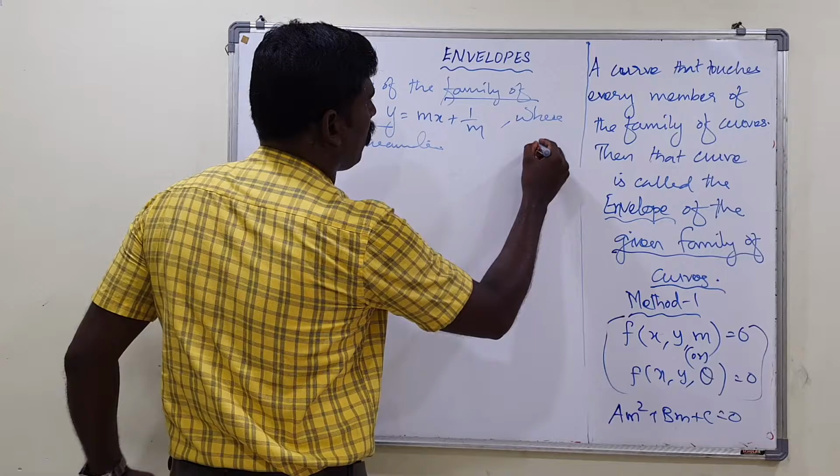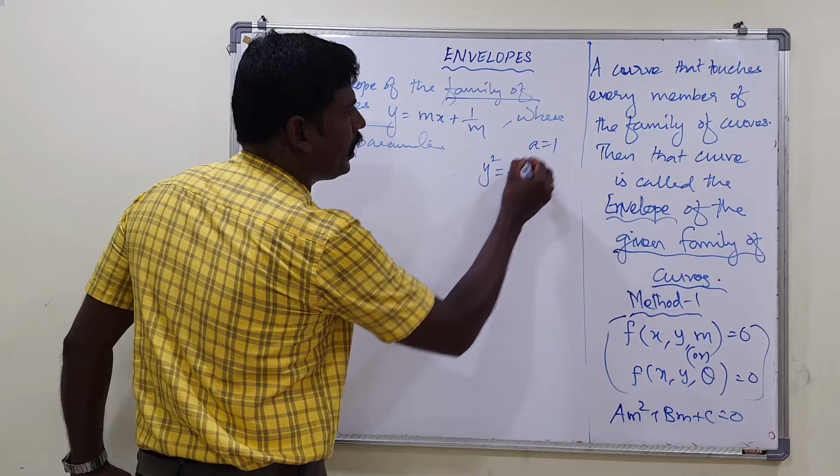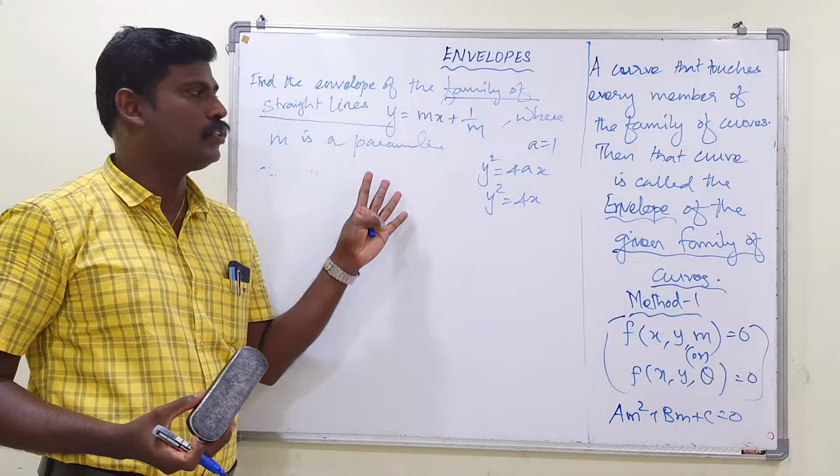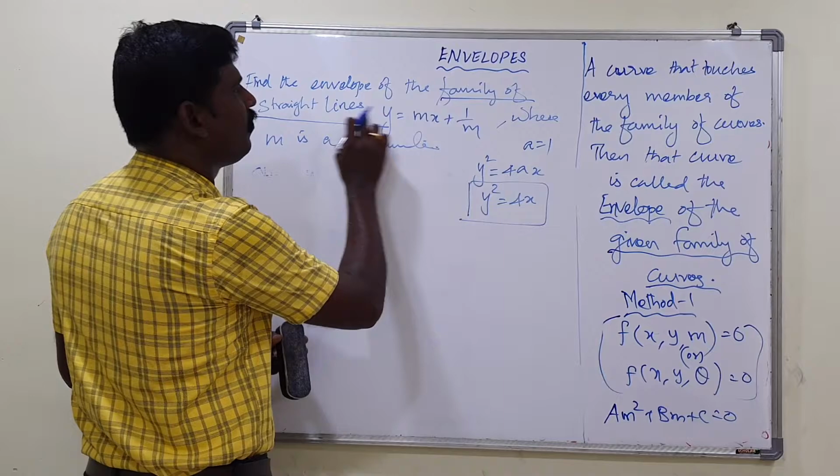The result will be y square is equal to, what is the answer for the previous problem? 4ax, isn't it? By taking a equal to 1, the result will be y square is equal to 4x. Proceed with this problem the same way as the previous one. You can get the answer y square is equal to 4x. So take this problem, do it yourself. This is the envelope of the given family of straight lines. Okay, next one.